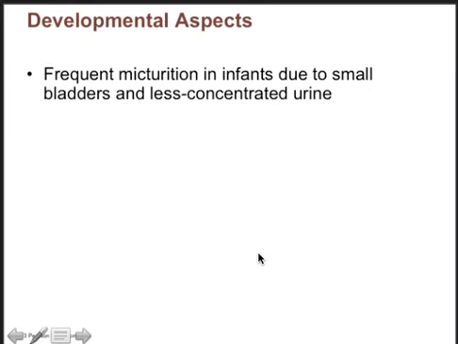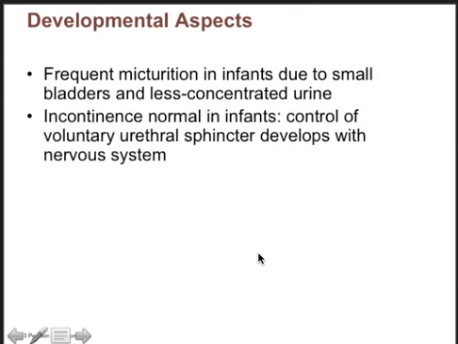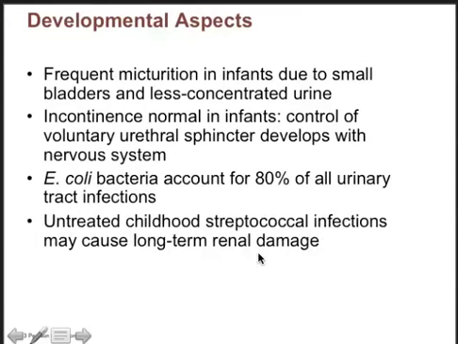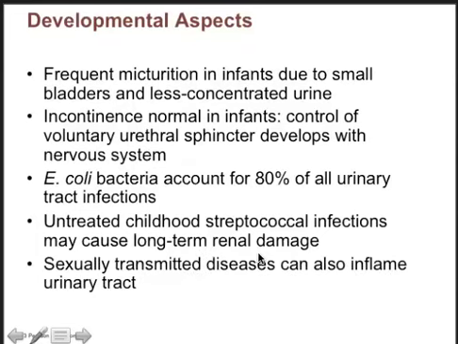Frequent micturition in infants is usually due to small bladders and less concentrated urine. Incontinence in normal infants has to do with the control of the voluntary urethral sphincter and develops with the nervous system as it develops. E. coli account for about 80% of all UTIs, and again that's because of the relative close proximity of the anus to the urethra, especially in women. Untreated childhood strep infections can also cause long-term renal damage, and STDs can also inflame the urinary tract.